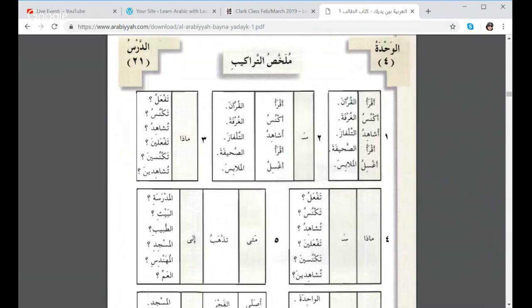She wants me to go first just so she knows what's going on. Okay. Akra'u Al-Qur'ana. Which word is Akra'u? And then the second word, and the first word in the other column is Al-Qur'ana. So Akra'u Al-Qur'ana means I read the Quran. Good. I read the Quran. Very good. Next.